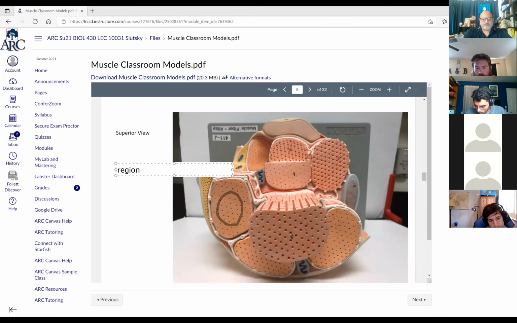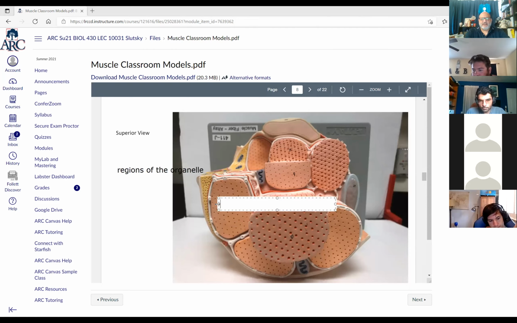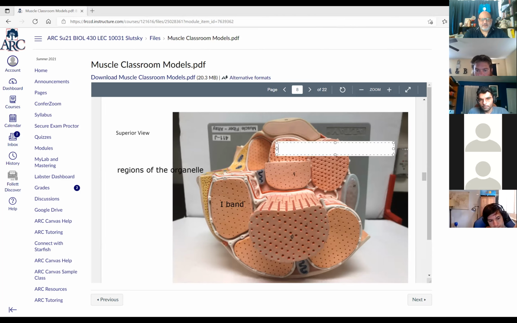High band. Excellent. And let's do this. Go ahead and erase that. This one is indeed the I band. Excellent. What about this one down here? I see thick and thin filaments. So what would that be? A band. That would be the A band. Excellent. So again, let's erase that and write A band.